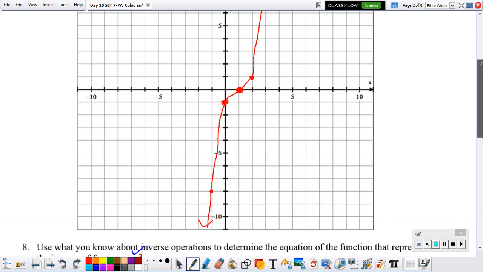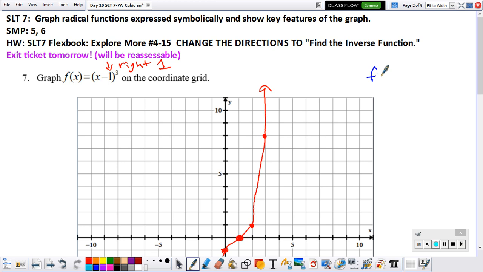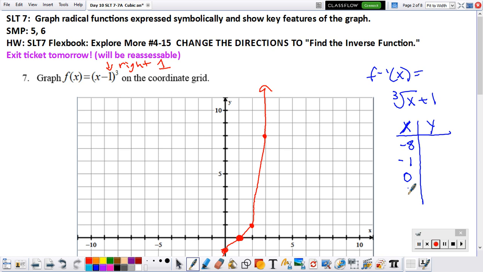So we have f inverse equals the cube root of x plus 1. Now the trick is to pick x values in our table that will make the argument a perfect cube. Now since our argument is just x, we can just pick perfect cubes. So I'm going to pick negative 8. This board is really on my nerves. There we go. Negative 1, 0, 1, and 8.